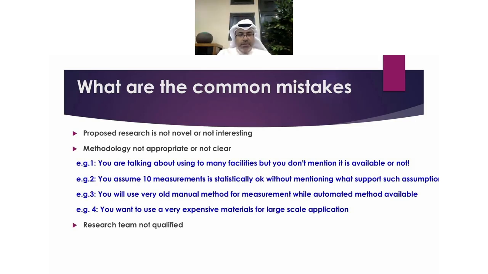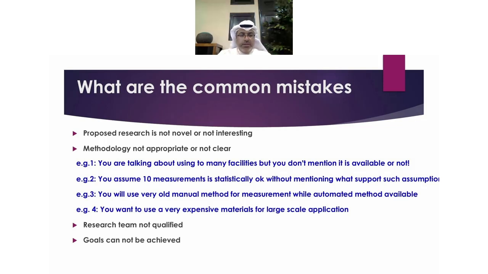Sometimes it happens in academia, a very big mistake: you select the wrong team. For example, you need a biologist and you select a physicist. Very big mistake. The reviewer, you remember that there are three reviewers. If one misses a point, the second one will catch it.